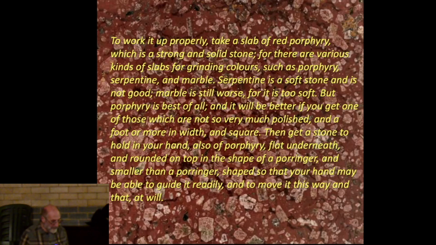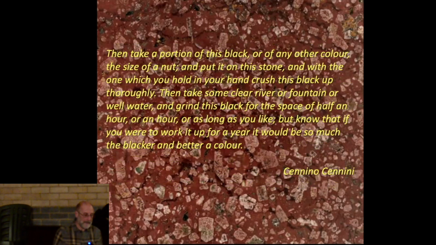Then get a stone to hold in your hand, also of porphyry, flat underneath, and rounded on top in the shape of a porringer and smaller than a porringer. Shaped so that your hand may be able to guide it readily and to move it this way and that at will. Then take a portion of this black or any other colour, the size of a nut, put it on this stone, and with the one which you hold in your hand, crush the black up thoroughly. Then take some clear river water or fountain or well water. Grind this black for the space of half an hour, or as long as you like. But know that if you were to work it up for a year, it would be so much the blacker and better colour. So the longer you grind away at it, the better the quality of the pigment.